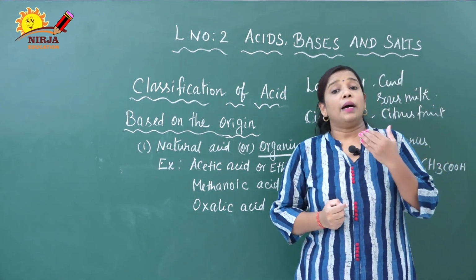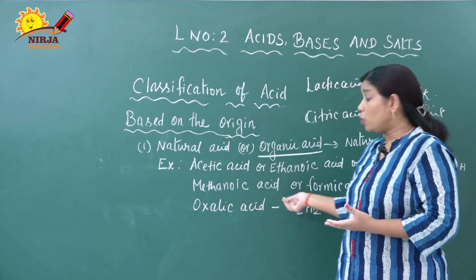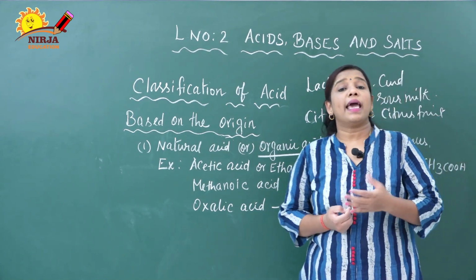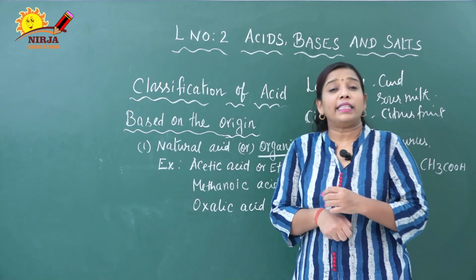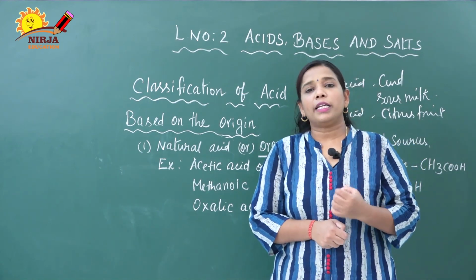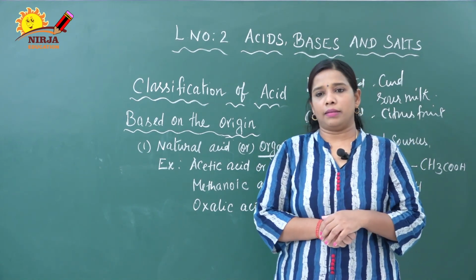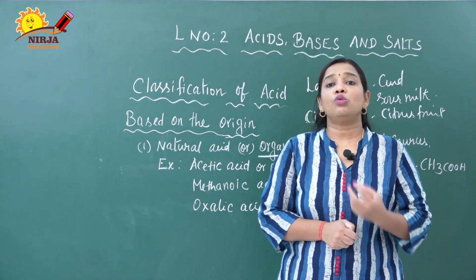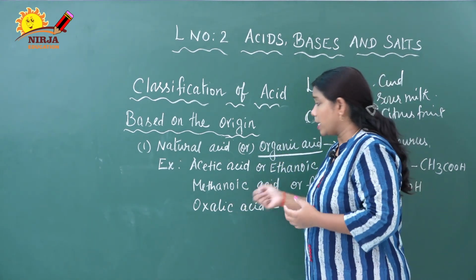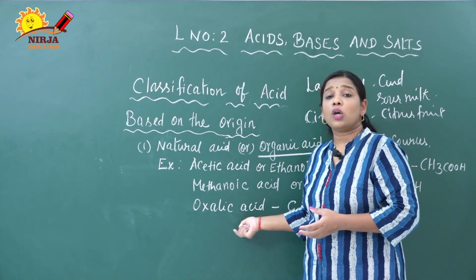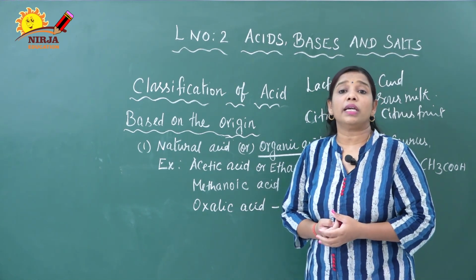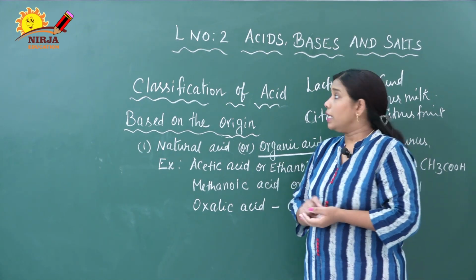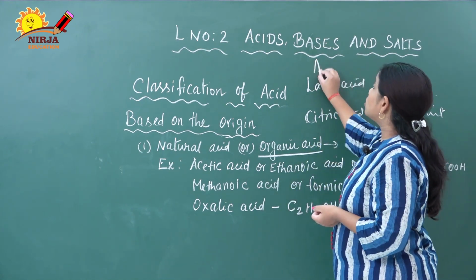Next one is methanoic acid. As we know, the source of methanoic acid is ant sting. When an ant bites, we get irritable pain. That is because of methanoic acid. And nettle sting. These two are the sources of methanoic acid. Then the source of oxalic acid is tomato. Tomato contains oxalic acid.